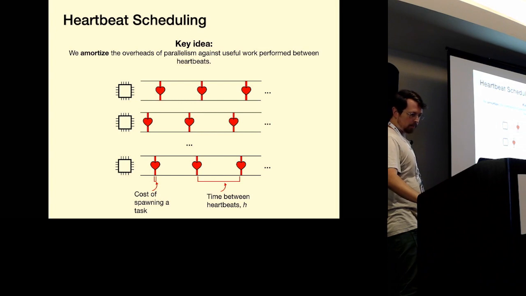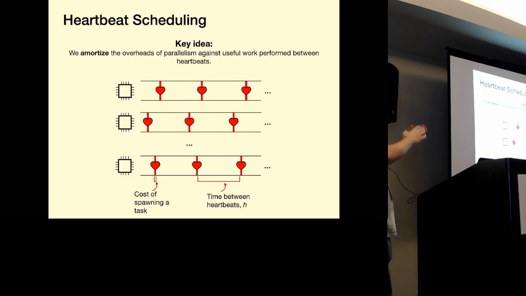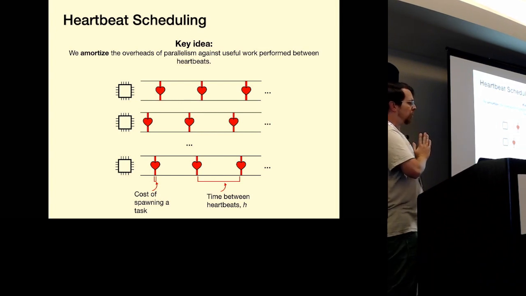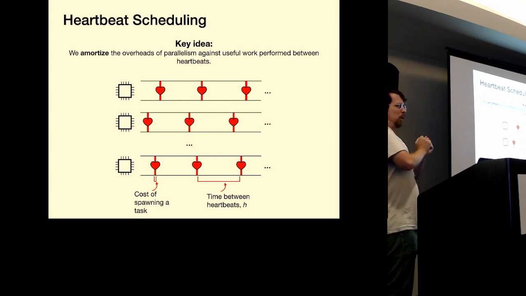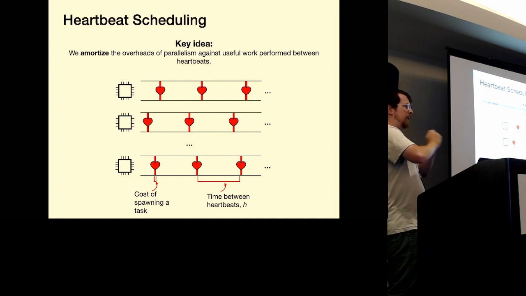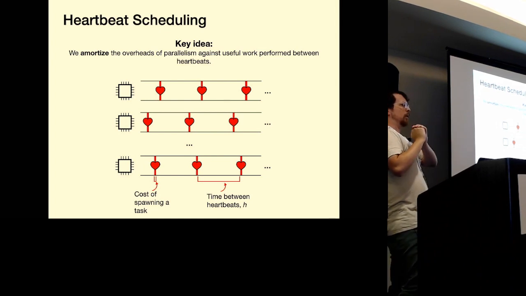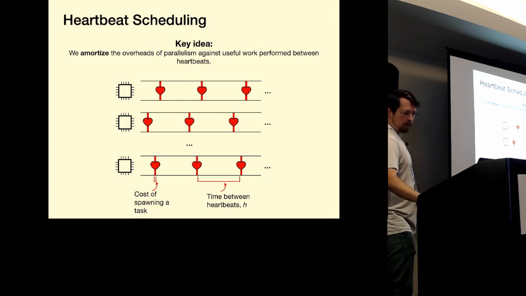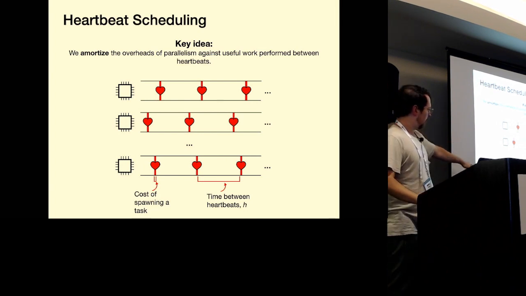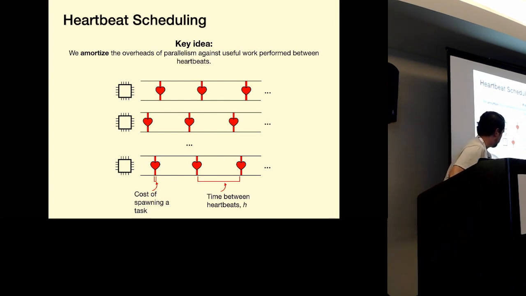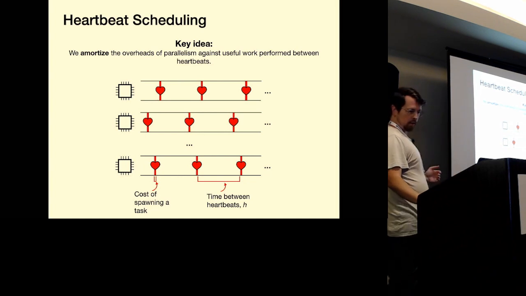Okay, so for that purpose, we introduce this notion of a heartbeat. A heartbeat is the event that happens when we've paid the cost, when we've done enough useful work that we can now amortize the creation of a task. We have the cost of spawning tasks, and we're going to call the time in between heartbeats this amortization parameter h.